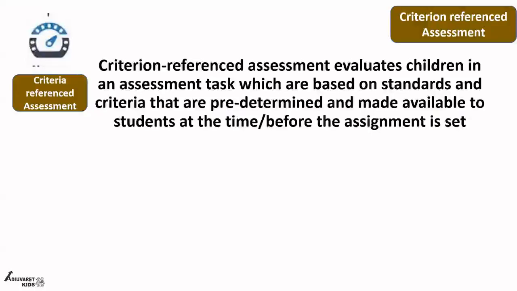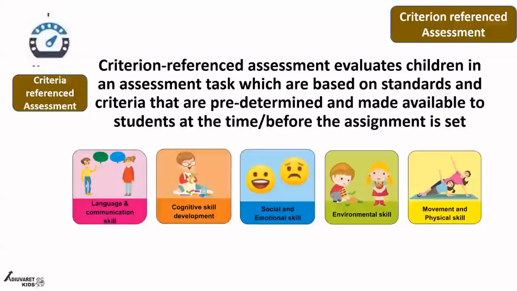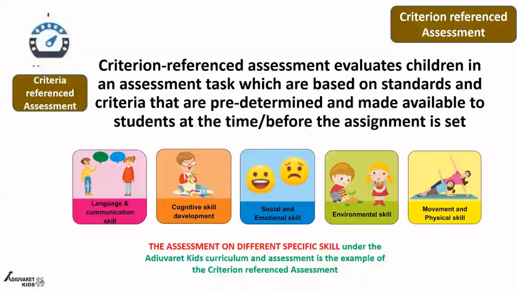Criterion referenced assessment defines the criteria well in advance, when the curriculum and syllabus are designed. An example we can cite here is Eduvated Kids, as all of you are aware. Eduvated Kids has taken 5 major criteria or 5 major skills, and all the assessments revolve around these 5 criteria. The first is language communication skill, the second is cognitive skill, the third is social and emotional skill, and the fourth is environmental skill, and finally the movement and physical skill.